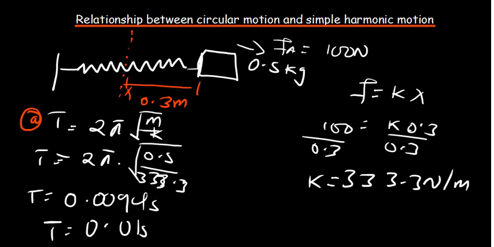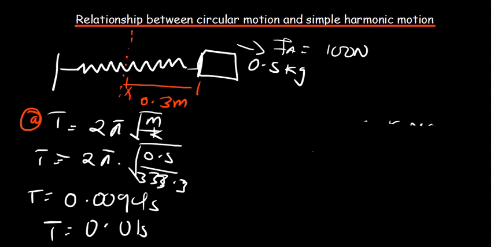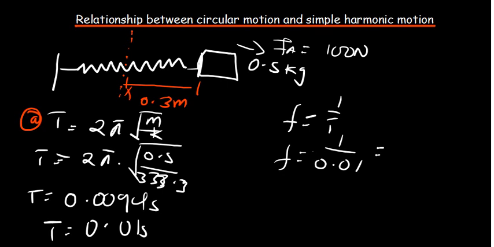Wonderful, right? Now we come to frequency. How can we calculate the frequency? We know that frequency is 1 over period. So frequency is equal to 1 over 0.01. And we can find that as 1 divided by 0.01, 100. So we have our frequency as 100 Hz. Perfect.